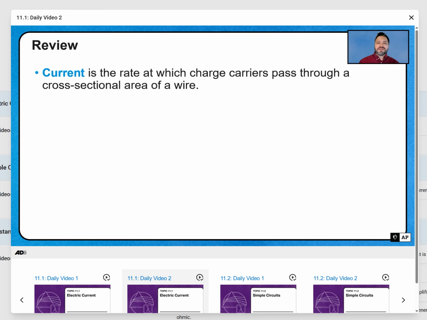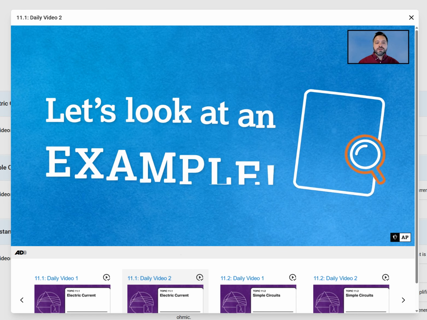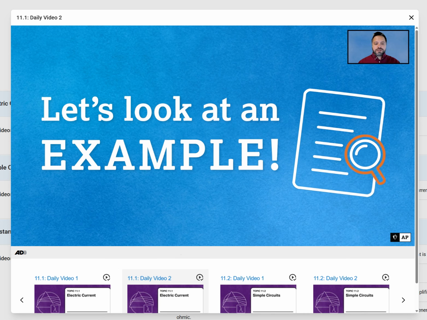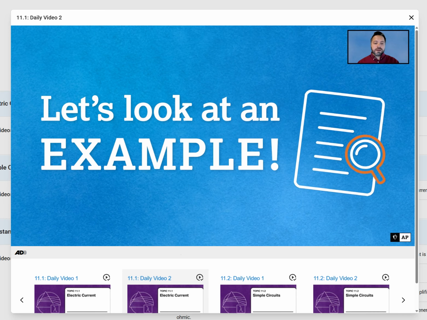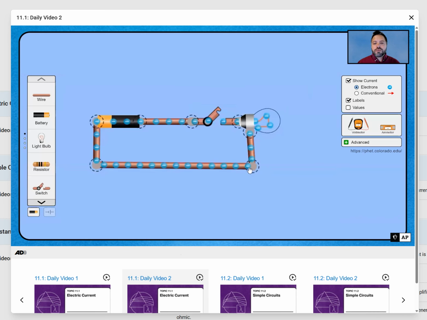So remember, it's the rate at which charges flow through a cross-sectional area of the wire. And I want to take a look at an example just so we can differentiate between real current and conventional current. So real current follows the flow of the electrons.